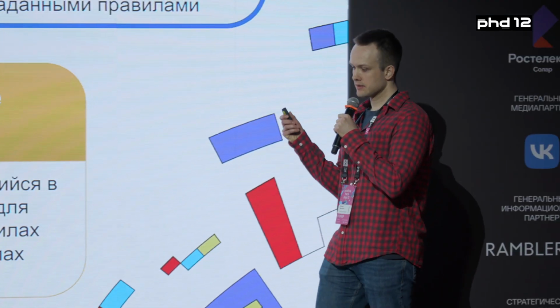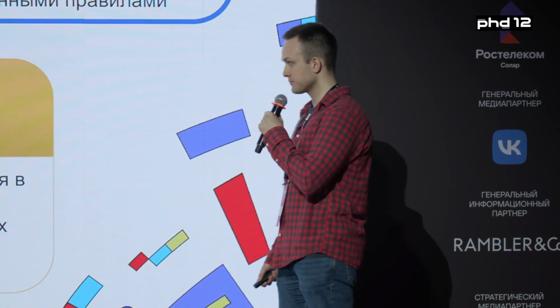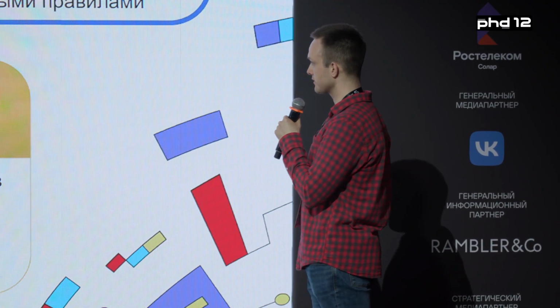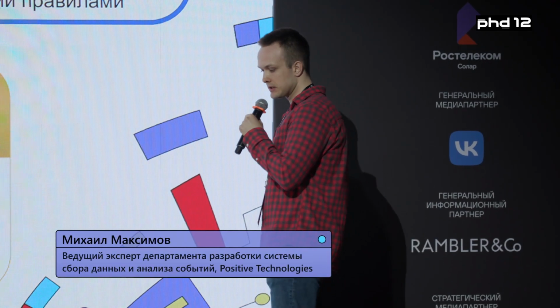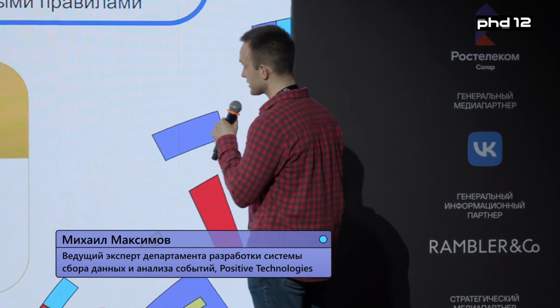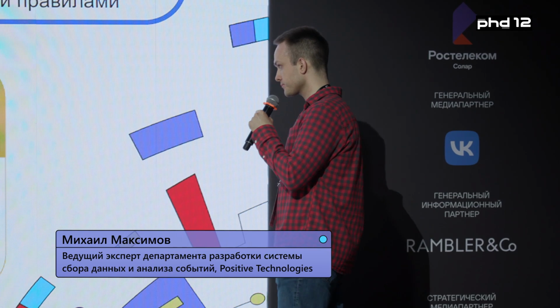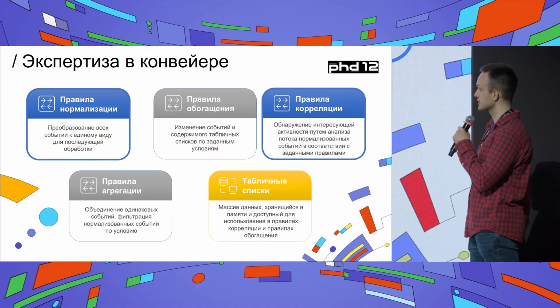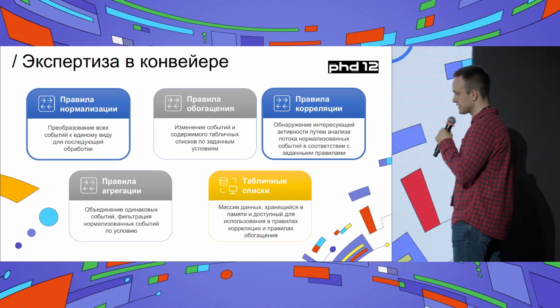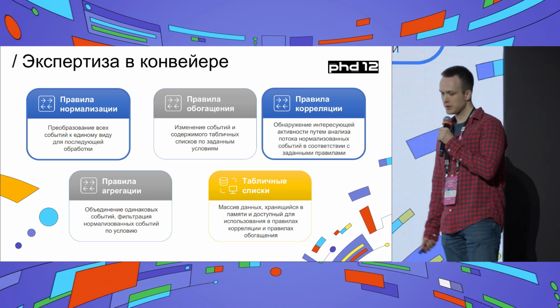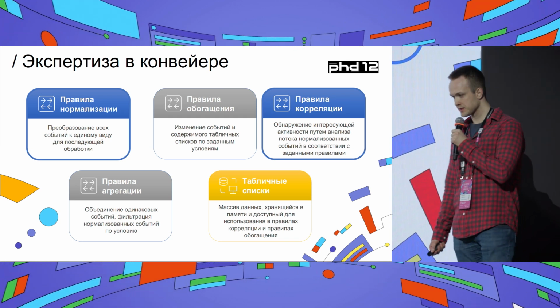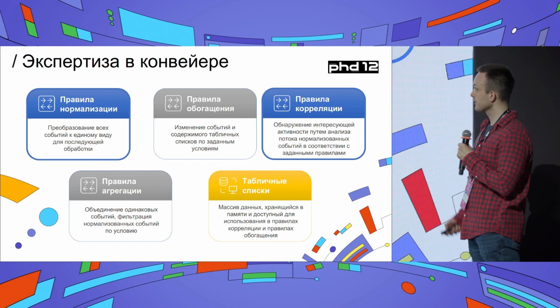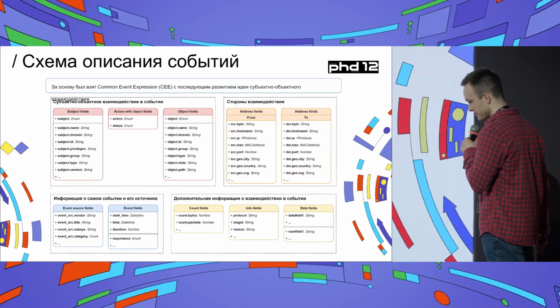Good morning. Let us go back to our conveyor belt or process. And let's see which rules we can write for the services in this conveyor belt. I've singled out here the two types of rules that we'll discuss. And I also singled out on this slide the table-based lists because they're very important for the rules of correlation and enrichment. And this is through which experts can provide their expertise.